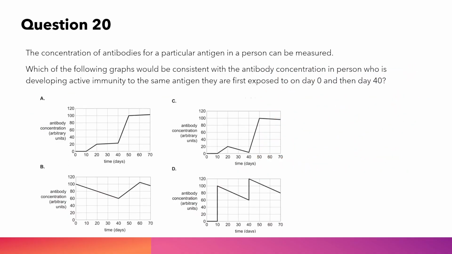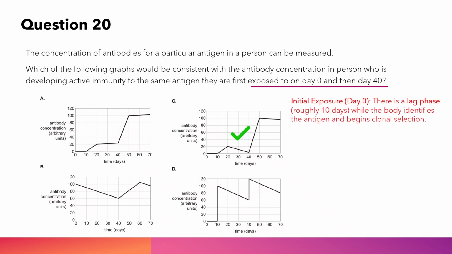This question is related to primary versus secondary immune response. The correct answer is C. This graph perfectly illustrates the development of active immunity. Here is the breakdown of why graph C is the only scientifically accurate one. Initial exposure, day 0: there is a lag phase, roughly 10 days, while the body identifies the antigen and begins clonal selection. Primary response: a moderate amount of antibodies is produced, which then naturally declines over time.